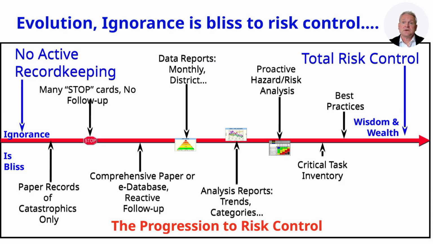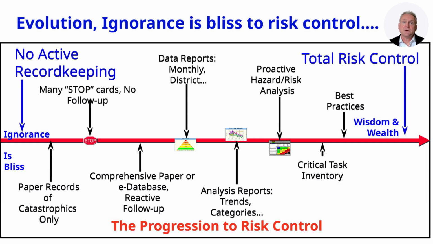The next phase was comprehensive paper, or e-database, with reactive follow-up. Companies started recording a wider range of incidents into formal systems. However, the approach remained reactive. Problems were addressed only after they occurred, not prevented.